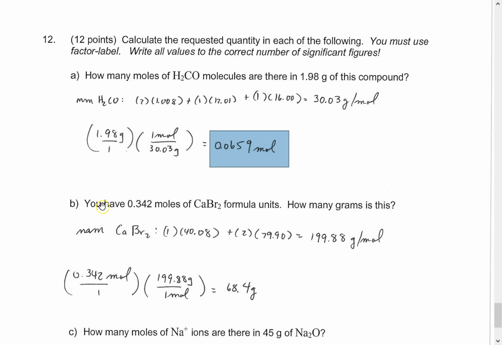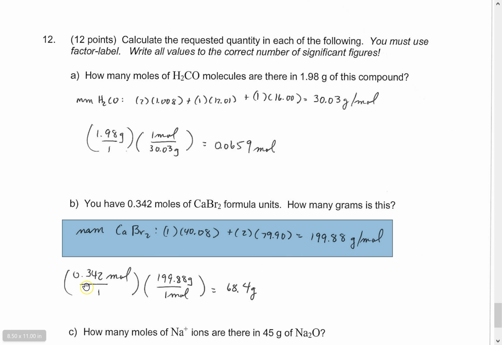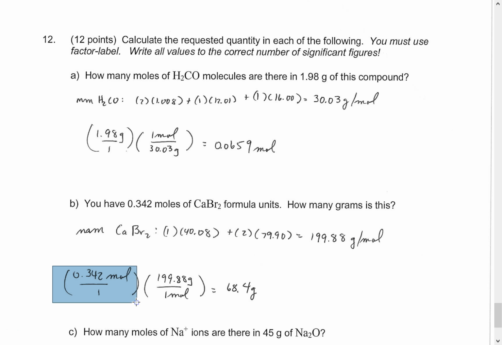Down here, if you have this number of moles of the compound, how many grams is this? So again, to go from moles to grams, we can use the molar mass of the compound, and I knocked it out right here using the periodic table to get to the molar mass of the compound. Then if I go ahead and make my first term the moles that I want to convert to grams, that 0.342 moles over 1, then I'm going to use the non-flipped version of the molar mass, 199.88 grams over 1 mole, to go ahead and have moles cancel, be left with units of grams. Round to 3 sig figs, I get 68.4 grams of compound.